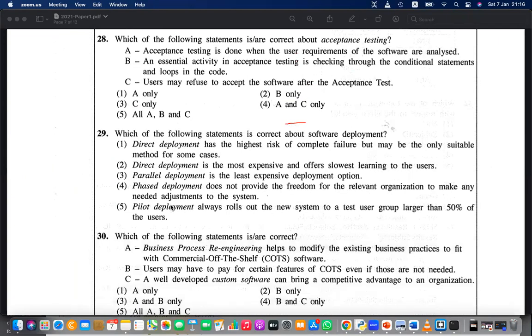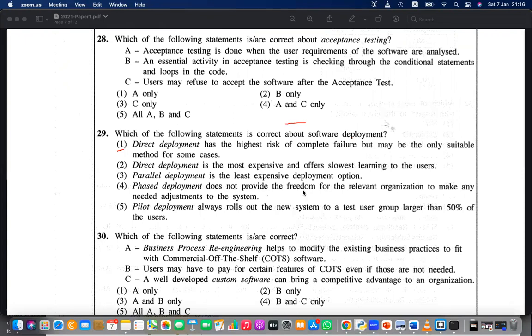Which of the following statements are correct about the software deployment? Deployment is handing over the software. Direct deployment has the highest risk of complete failure, but may be the only suitable method for some cases. Not wrong. Okay. Direct deployment is most expensive. No, it is not the most expensive. Parallel run, that is more expensive than this, right? Running both at once, that is expensive. Parallel deployment is least expensive.